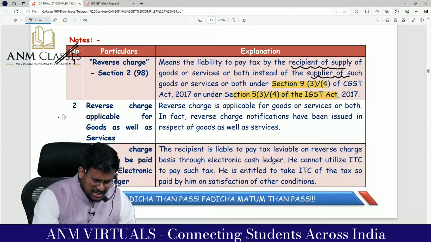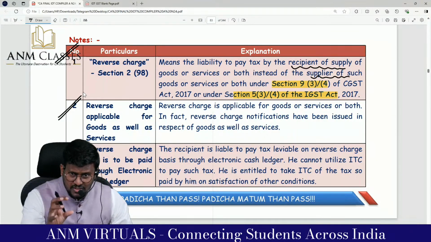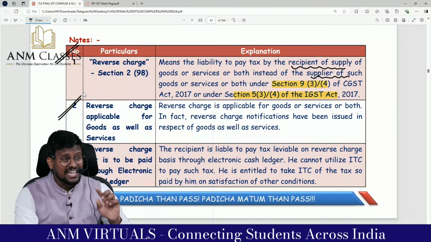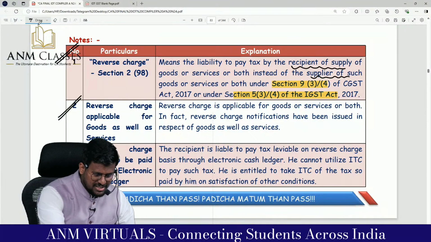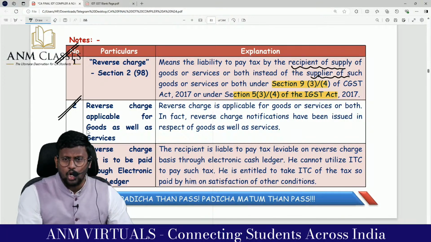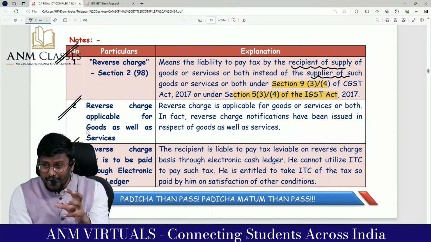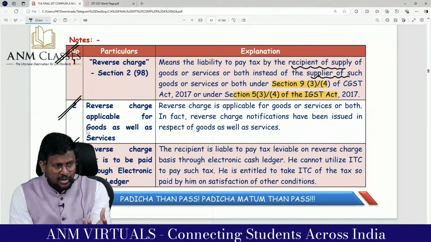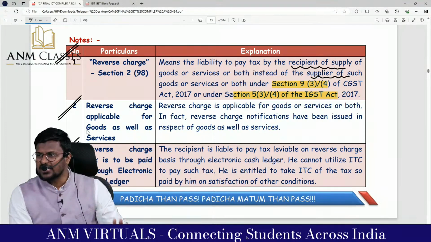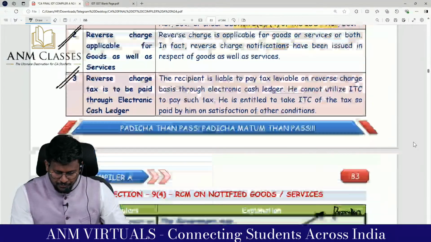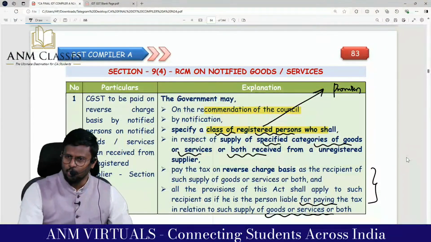Sir, reverse charge is applicable for both goods as well as services. Goods, for example, cashew nut. Yes, and services. Yes, sir, reverse charge is to be paid through the electronic cash ledger. Even though you have a balance available in the electronic credit ledger, that amount cannot be utilized to pay the RCM liability. You have to pay from your pocket through the electronic cash ledger. Comfortable? Yes, shall I move to 9 subsection 4?